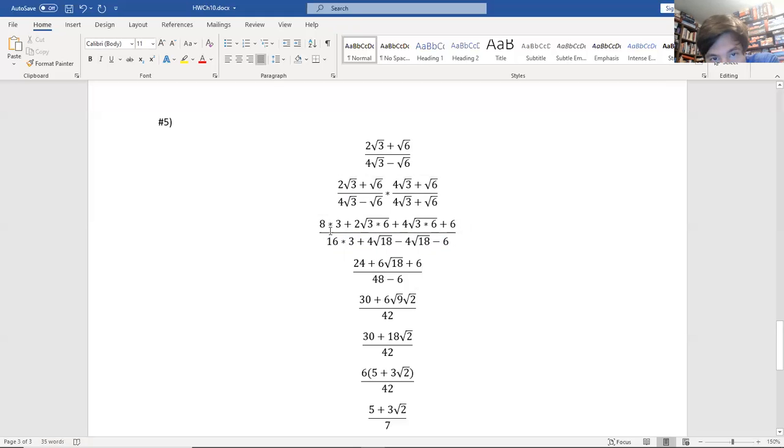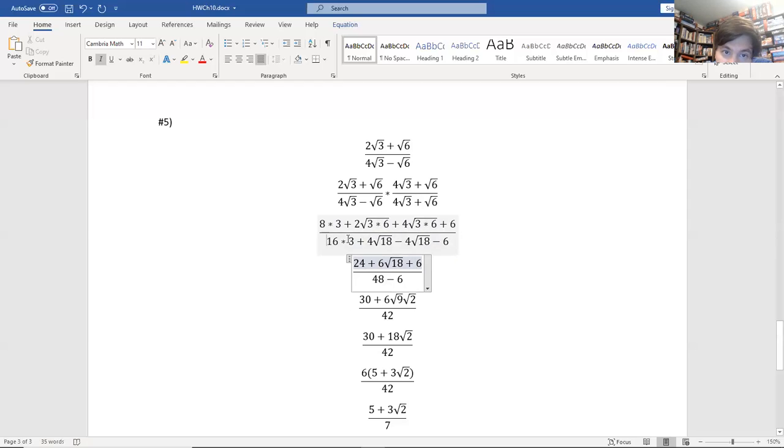Now we can clean some of this mess up here. So 8 times 3 is the number 24. I've got 2 plus 4, and the roots are the same. That's going to be a root 18. So 2 plus 4 is going to be 6 root 18. And then there's this plus 6. It's just sort of sitting there for right now. I haven't done anything with that yet.